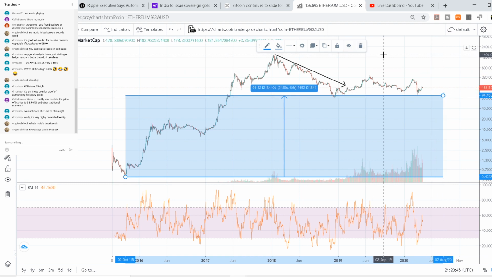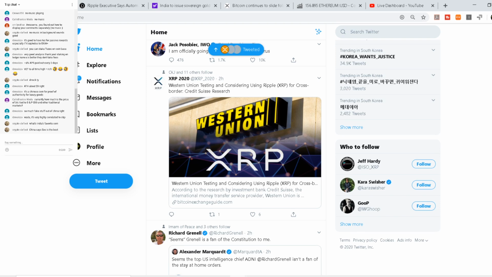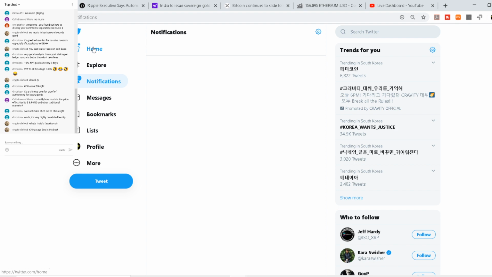But the reason I'm reducing my Ethereum exposure is because of the Chinese issue. Now, yes, that doesn't make sense for many of you, but when I'm looking at it, the US is talking about that.